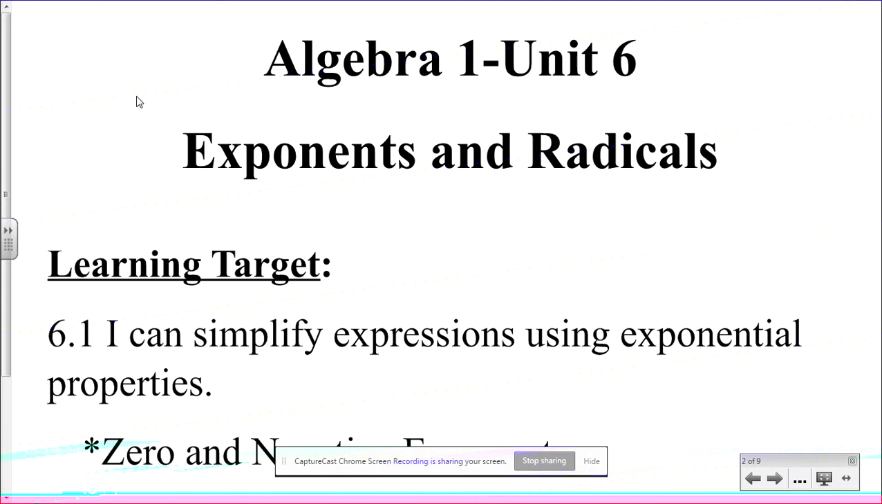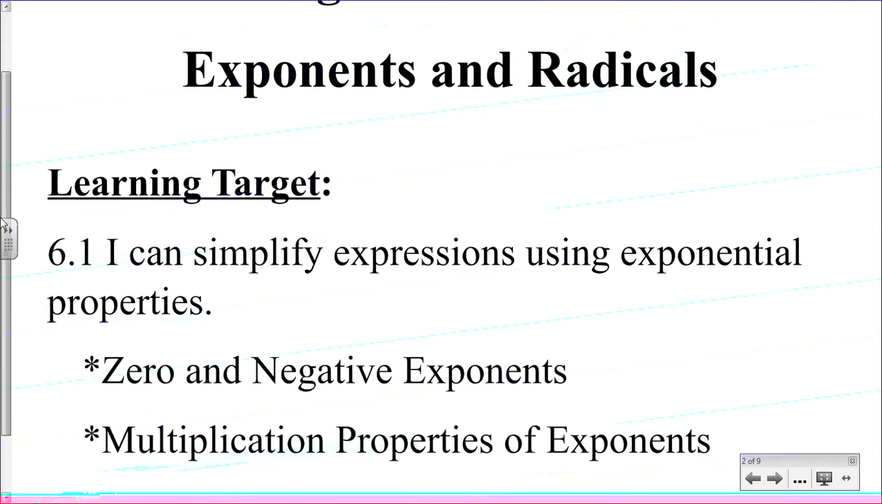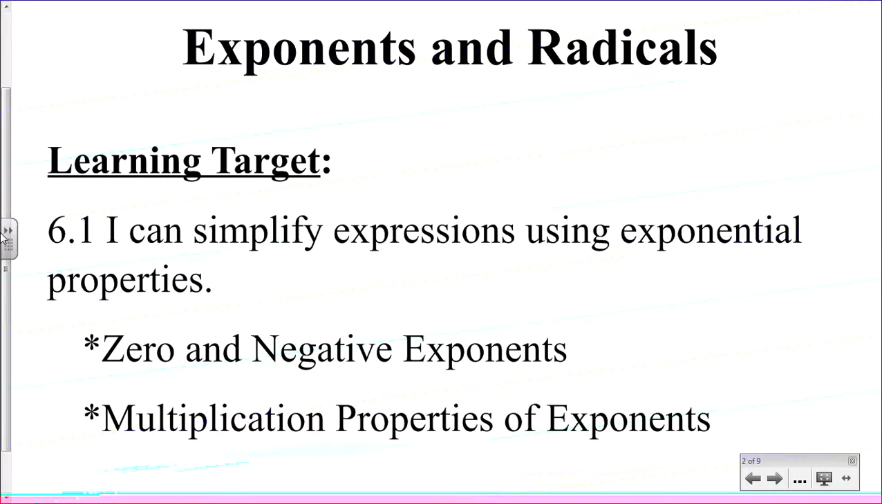Okay, we're going to try a different microphone to see if the sound is a little bit better than the last set of videos. But we are going to continue talking about how to simplify expressions using exponential properties.